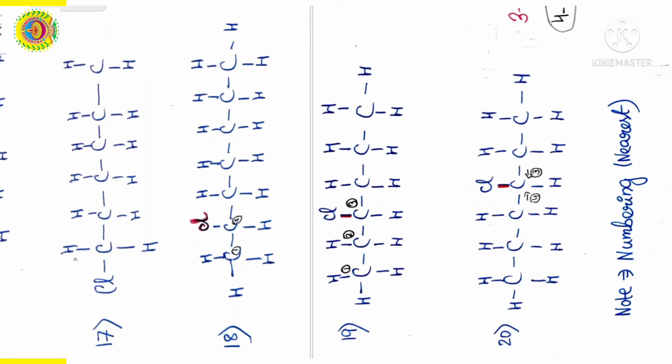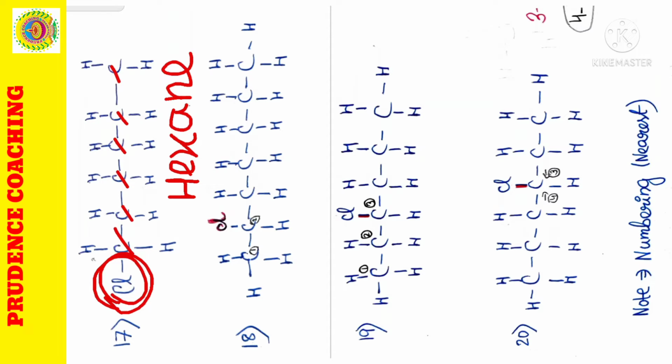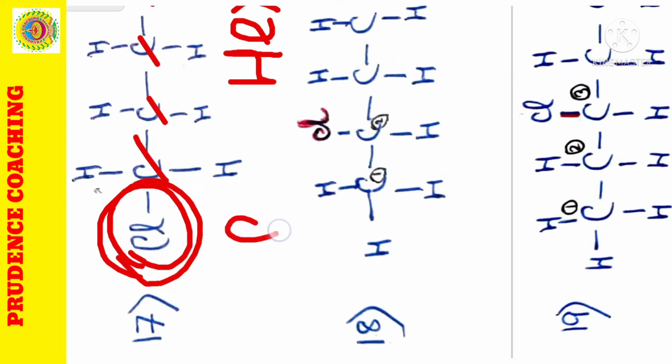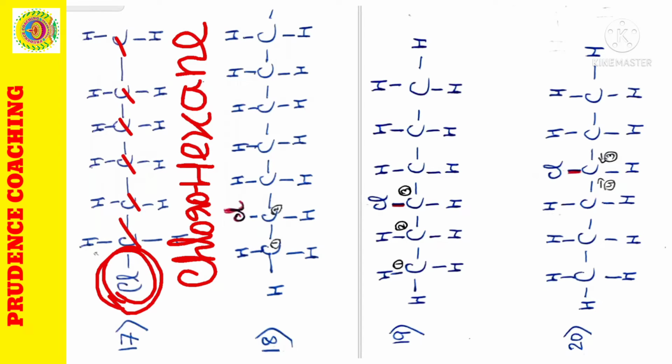Now let us start with number 17. Here also you can see 1, 2, 3, 4, 5, 6 carbons are there. Here the prefix will be hex, and in between the carbons you have a single covalent bond, so ANE, hexane. But here we have the attachment of the functional group chlorine, and we know for halogens you need to use it as the prefix. So here we have chlorine, so it will be chloro, chlorohexane. So our answer here will be chlorohexane.